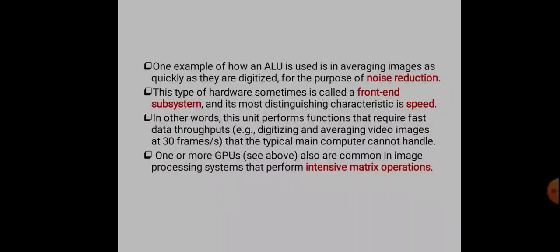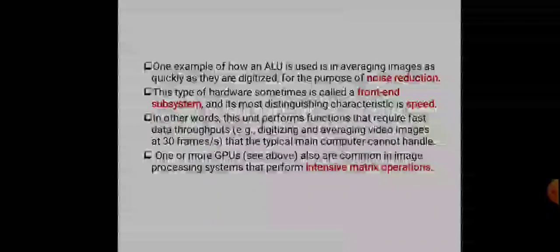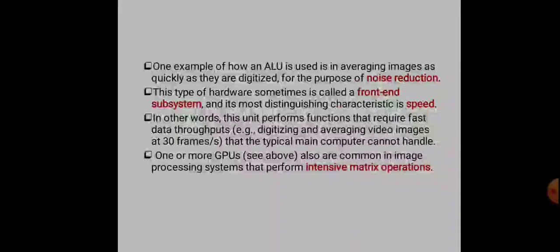One or more GPUs are also common in image processing systems that perform intensive matrix operations. For intensive matrix operations you can use one or more graphical processing units, which are nothing but GPUs. For noise reduction, which is averaging the images, you use the ALU. So these are some of the specialized hardware processing units.